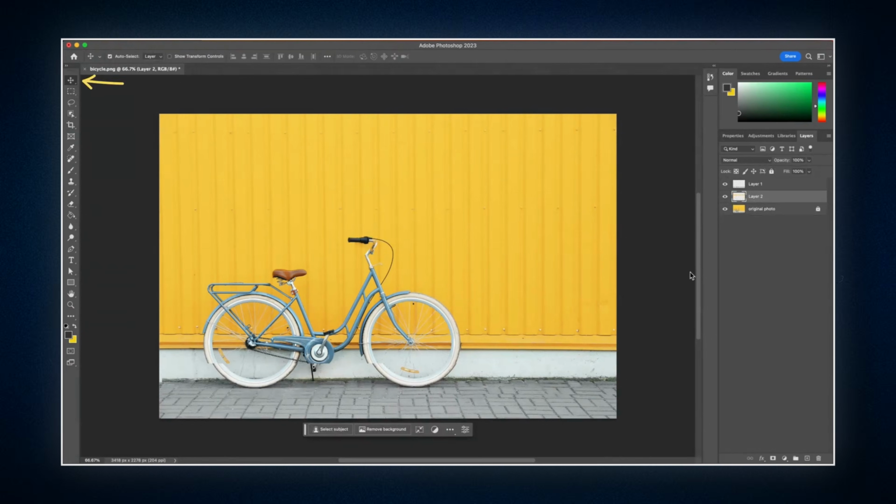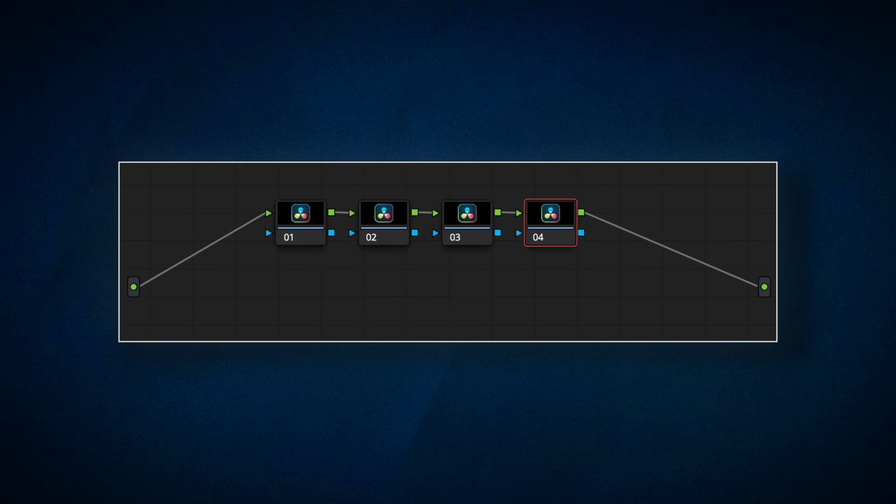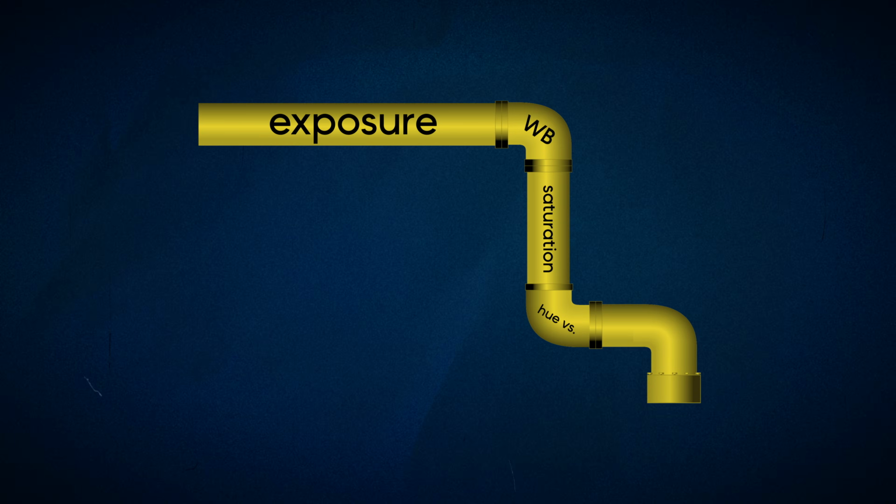But before we dive in, I want to quickly explain how nodes actually work in DaVinci Resolve, especially if you are coming from Photoshop or Premiere Pro. In those apps, adjustments are made using layers, stacked on top of each other. In Resolve, we use nodes, which process from left to right, not bottom to top. Think of it like building a pipeline. Each section of the pipe represents a different adjustment: exposure, white balance, saturation, and so on.